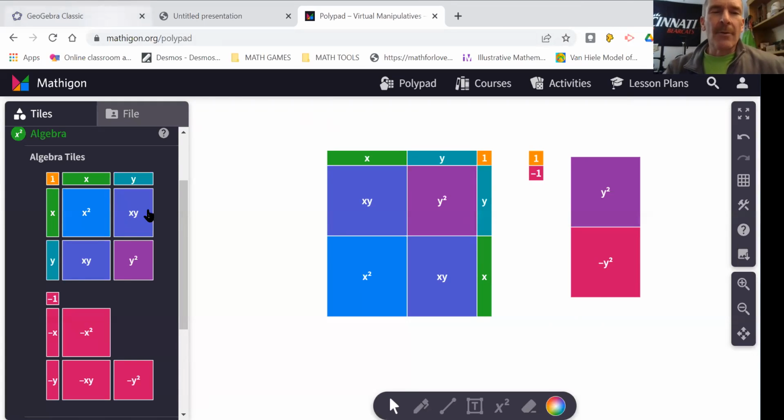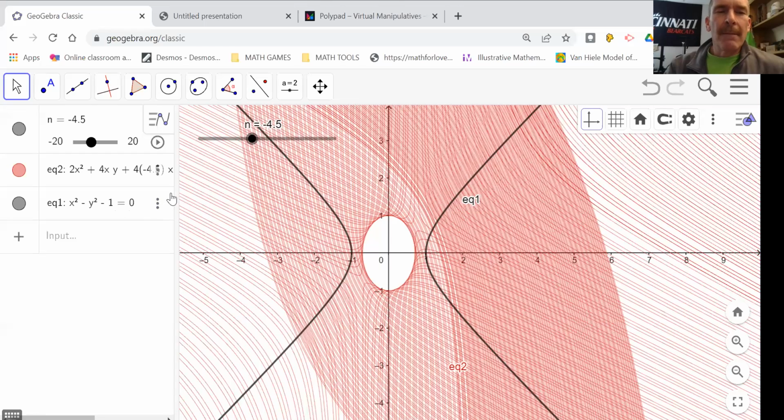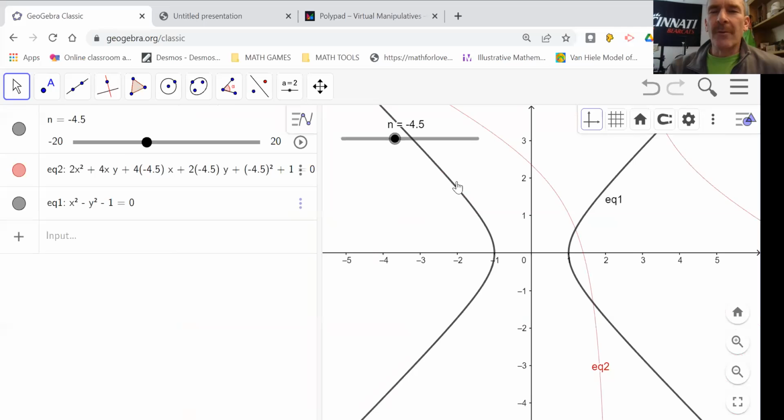So let's go back and see who knows what's going to happen. You've probably heard that before, right? Have you heard that before? Who knows what's going to happen?